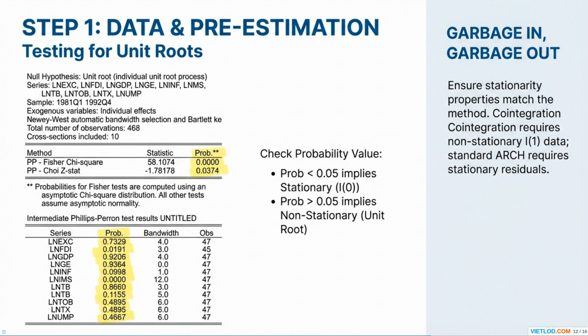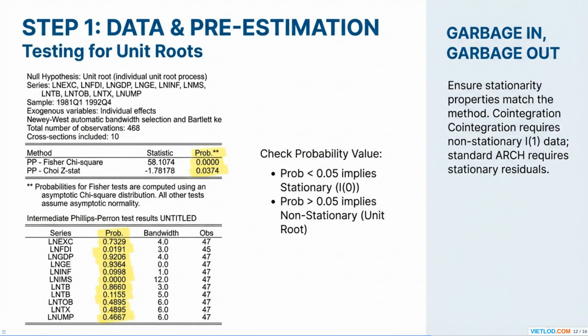We look at the probability value, or p-value, to make a decision. If the probability is less than 0.05, we reject the null and conclude the series is stationary, often denoted I(0). If it's greater than 0.05, we cannot reject the null, and we treat the series as non-stationary, or I(1).